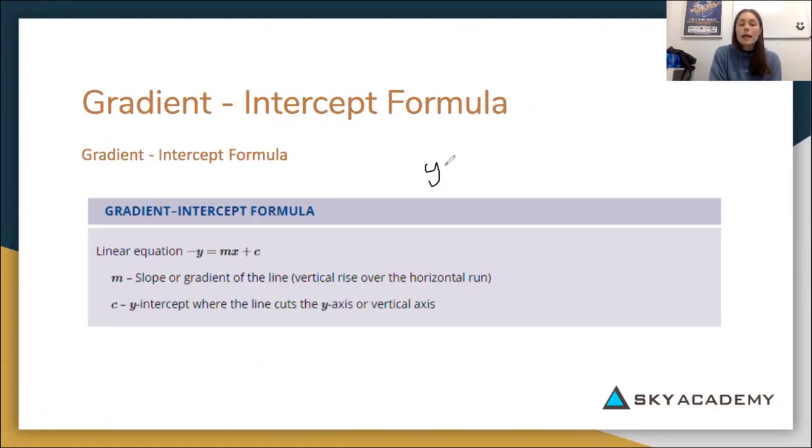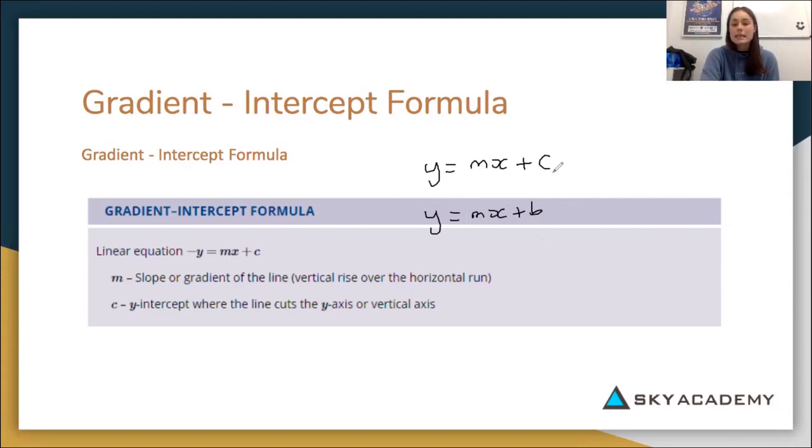Now you may see it written as y equals mx plus b. B and c mean the same thing. They both represent the y-intercept, but they're just different letters to represent that. So if I accidentally say b instead of c, I apologize. I'm just used to saying B, and I think saying C is a new syllabus thing.